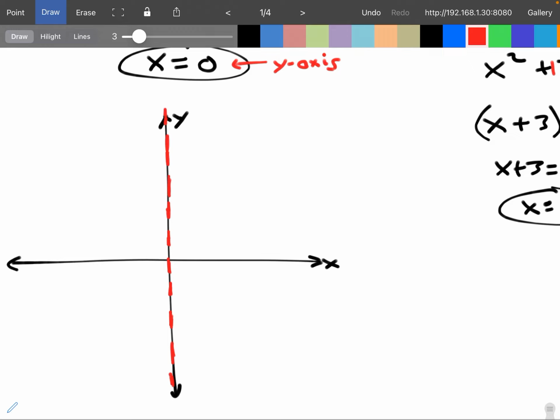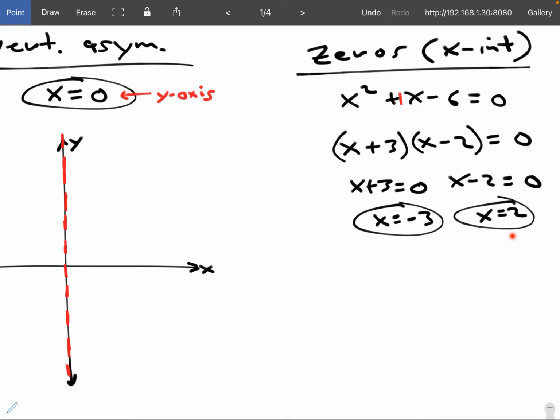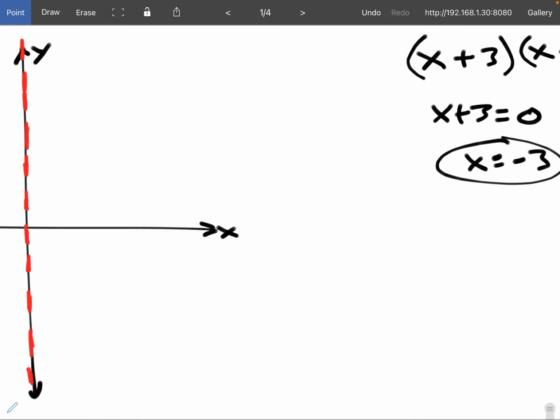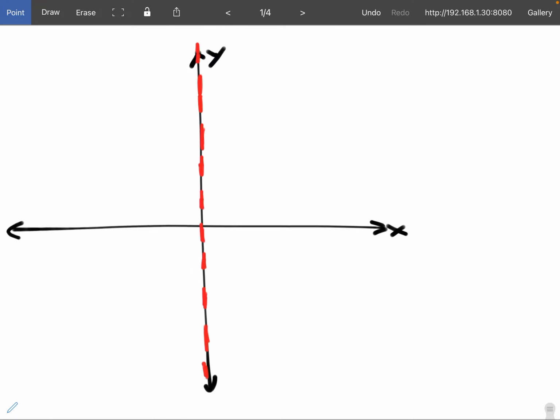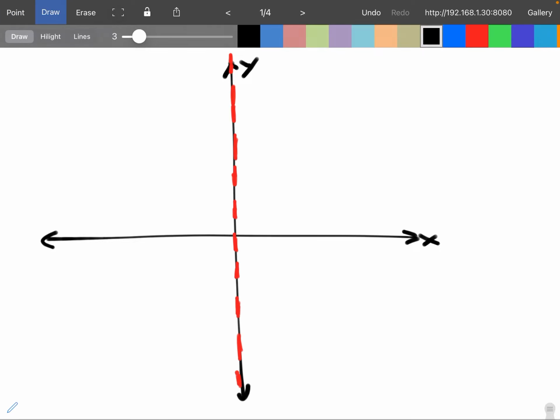Okay? And then we also had two zeros, or two x-intercepts, and they're right over here. That was -3 and +2, right? Right here. So those are the two x values where the graph crosses the x-axis. So we got -3. So let's see here. So -3, there's a point right there, and +2. So there's a point right there. All right.